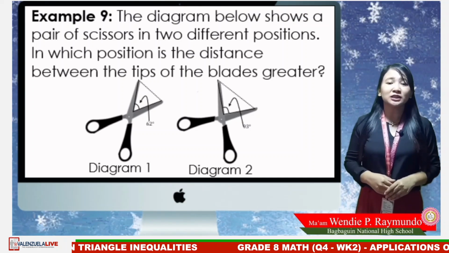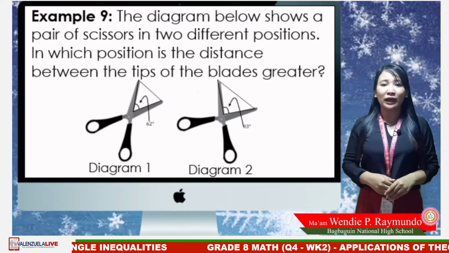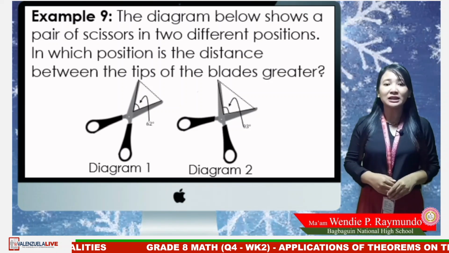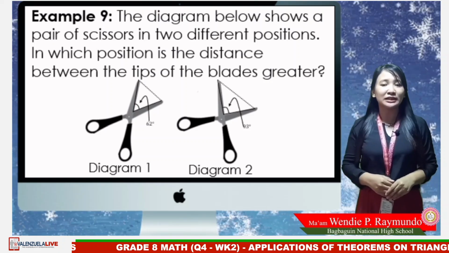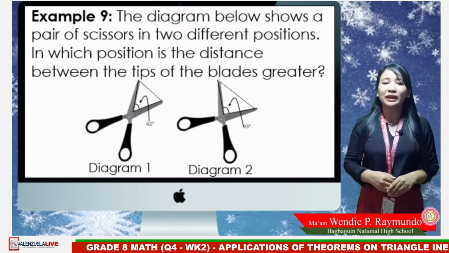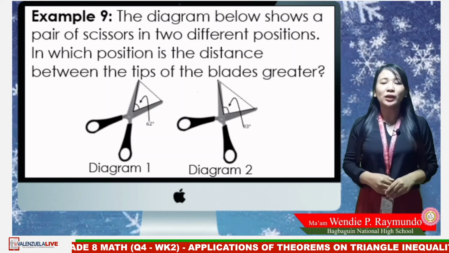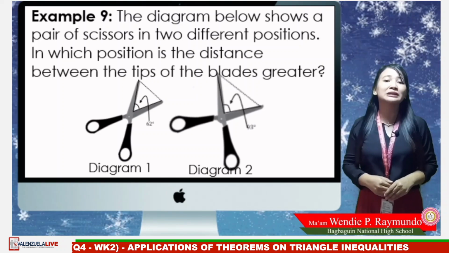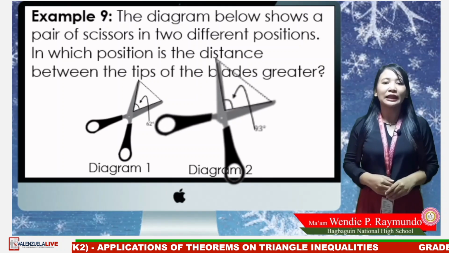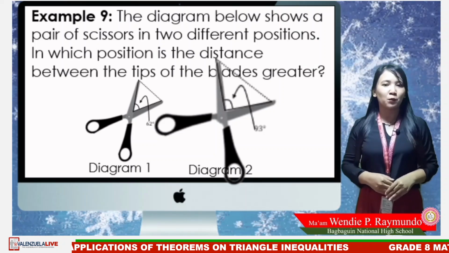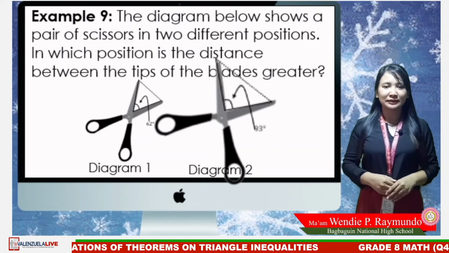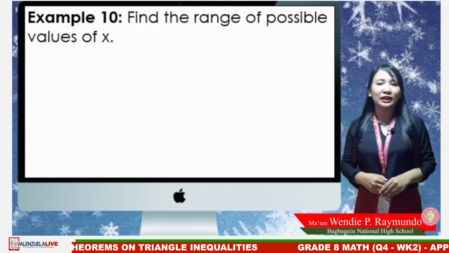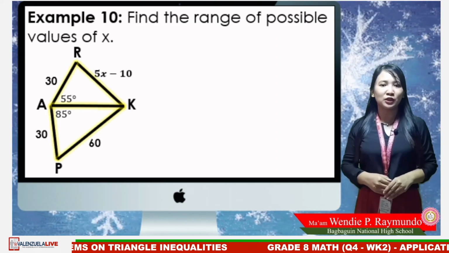Since the angle on diagram 1, which is 62 degrees, is less than the angle on diagram 2, which is 93 degrees, by hinge theorem, we can say that the tips of the blades on diagram 2 have a greater distance in comparison to diagram 1. Next example. Find the range of the possible values of x.